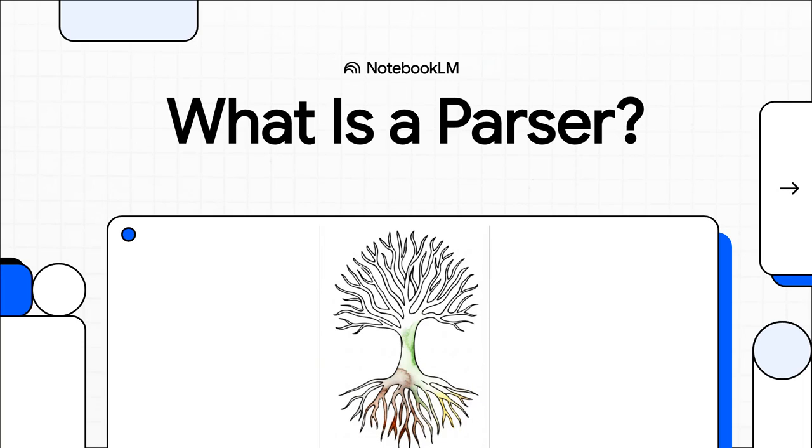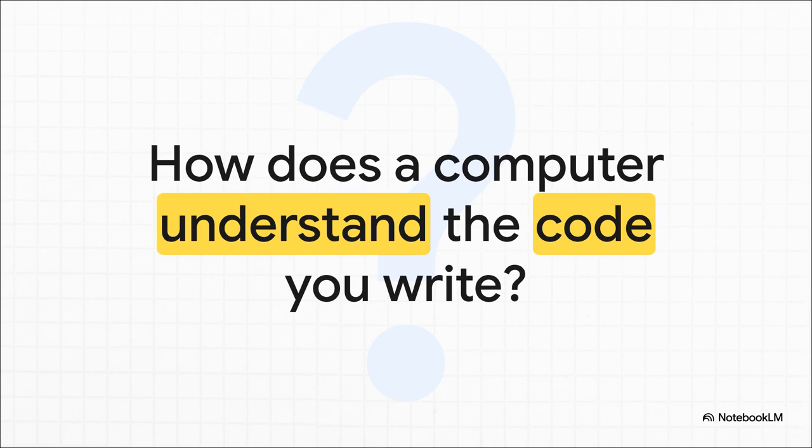Welcome to the Explainer. You know, it's kind of wild when you think about it. You type some words into a text file, and a computer somehow knows exactly what to do. How does that happen? Well, today we're pulling back the curtain on a super critical piece of that magic, the parser.